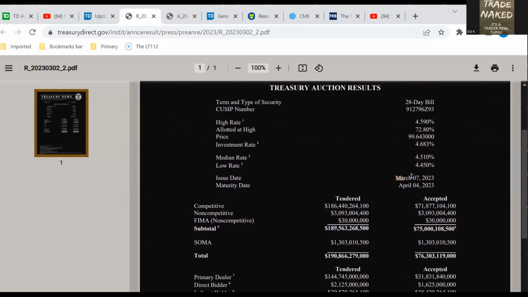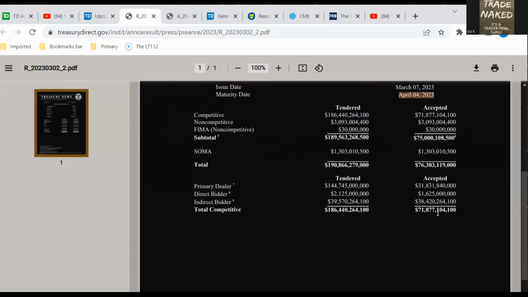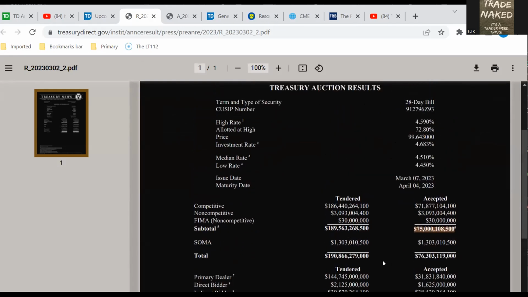It issued today because the auction was last Thursday. It matures in a month, 4 weeks actually, April 4th. The rate, now these are auctions. So people put in... I don't know how much of this detail to go into. They actually auctioned off about $75 billion worth of T-bills in this auction.